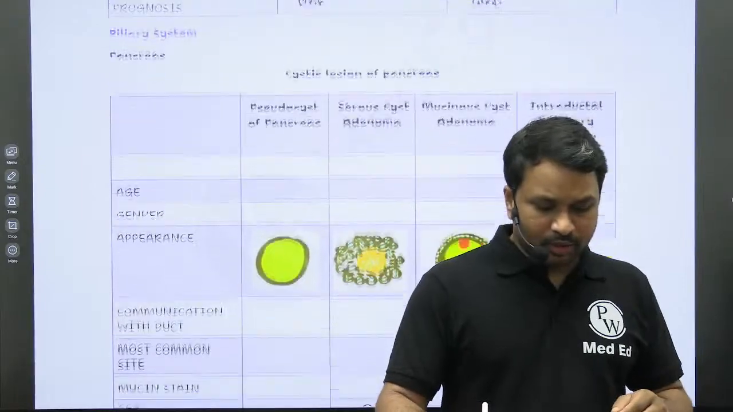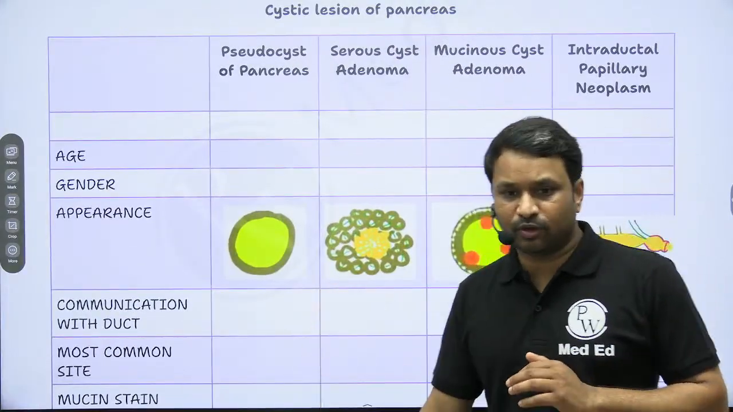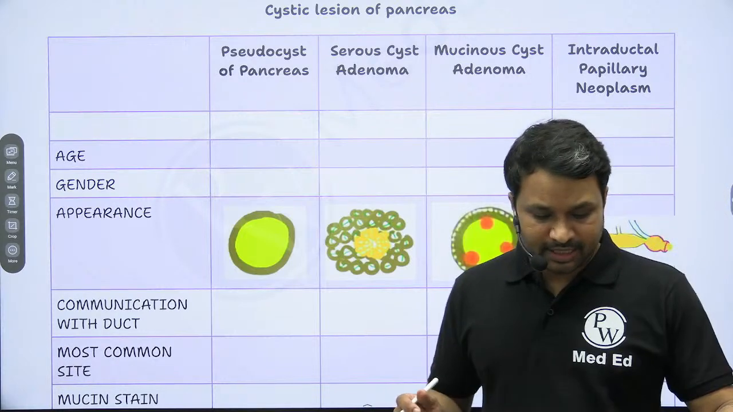Now we'll talk about pancreas. In the pancreas, again, a very important comparative component that you have is going to be cystic lesion of pancreas.